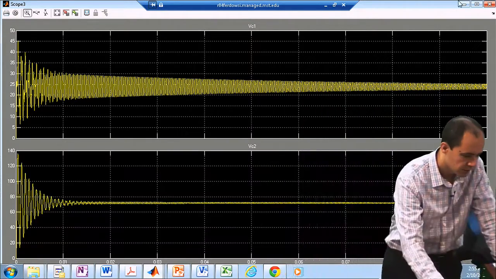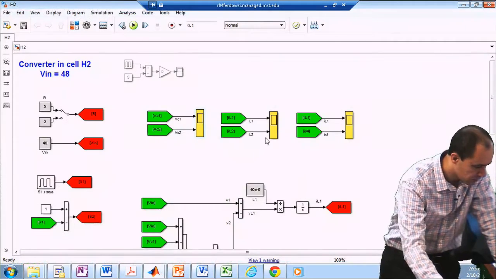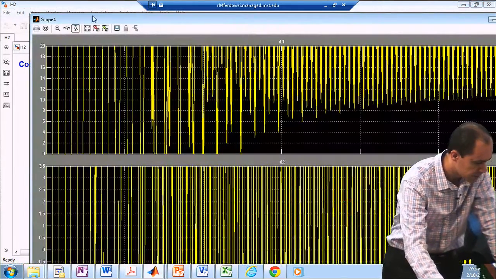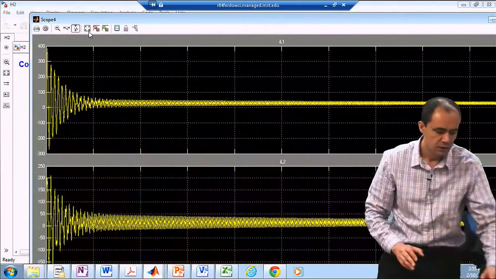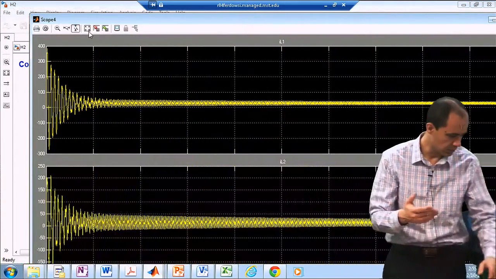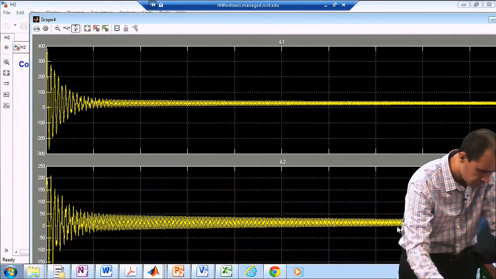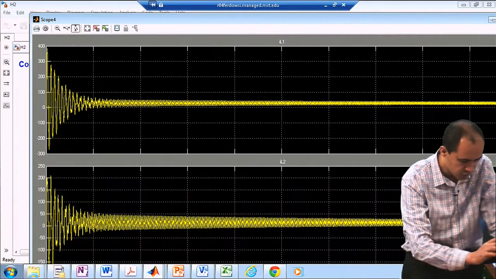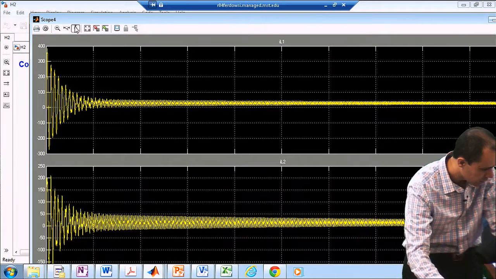Then if you are curious about IL1 and IL2, for instance, to see if this converter is operating under continuous conduction mode or not, you can see they are both running under continuous conduction mode, although for the last one, I have to run the simulation a little bit longer. The top one is definitely doing that.